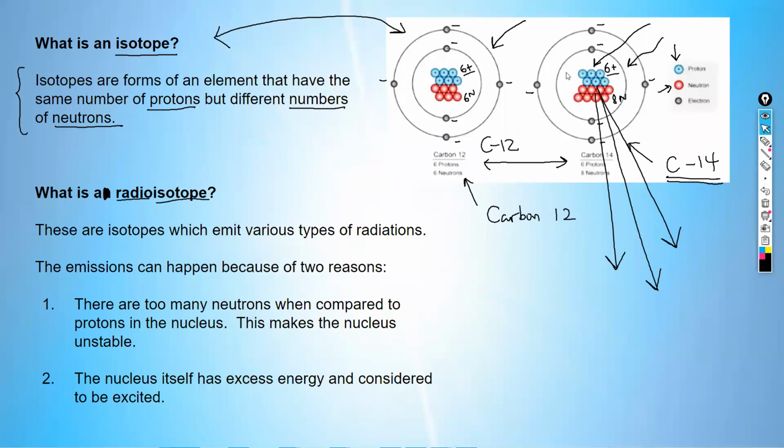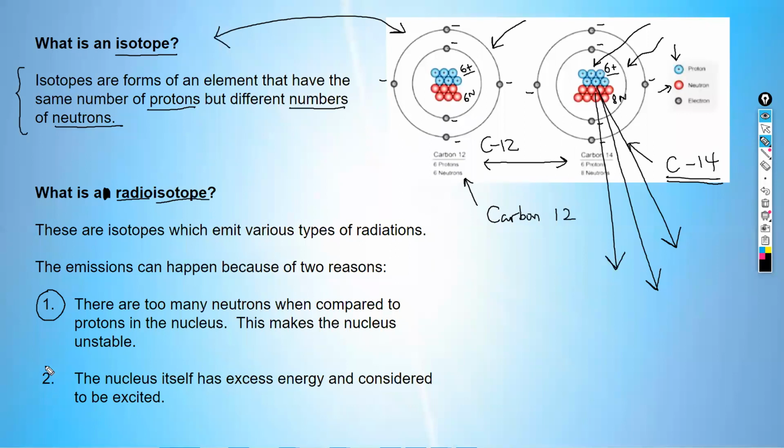What makes an atom sick? Let's look at these two reasons here. In most atoms, the amount of protons and neutrons has a certain ratio. Whenever atoms have too many neutrons, it makes the atom sick. And when it's sick, it will try to expel something, get rid of something. And that something it's getting rid of is called radiation.